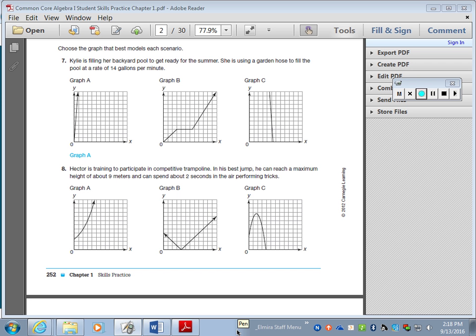So it can't be graph C because that's going really steep down. Graph B has this flat spot in the middle, and there's really nothing in the context of what they tell us in the question that would indicate that there was a reason for there to be a flat area in the graph. So it's not graph B. Graph A is the one that's increasing the whole time. So you just circle that and move on to the next one.